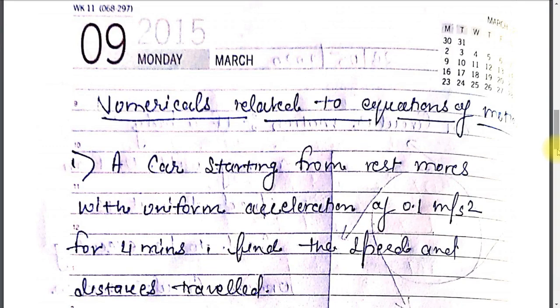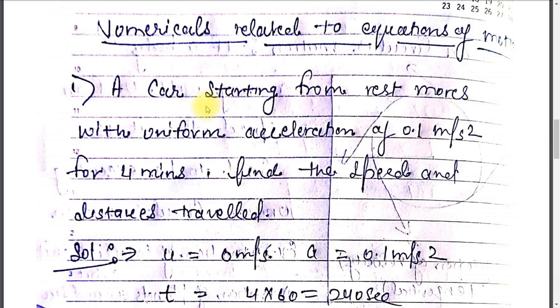Now in the previous topic we talked about the equations of motion. Now we will talk about some numerical portion related to the equations of motion. So very first we have this numerical: a car starting from rest moves with a uniform acceleration of 0.1 meter per second square for 4 minutes. Find the speed and the distance traveled.